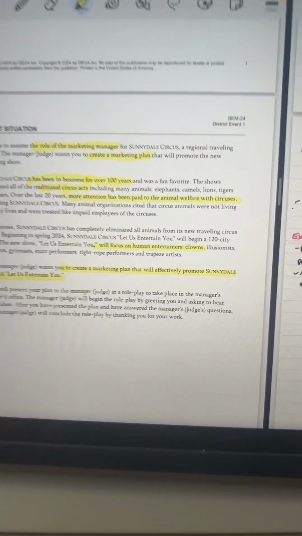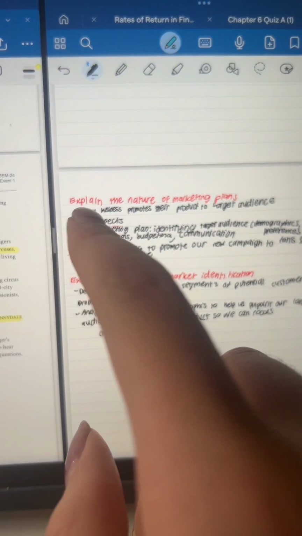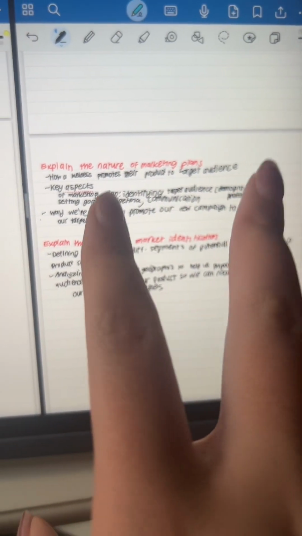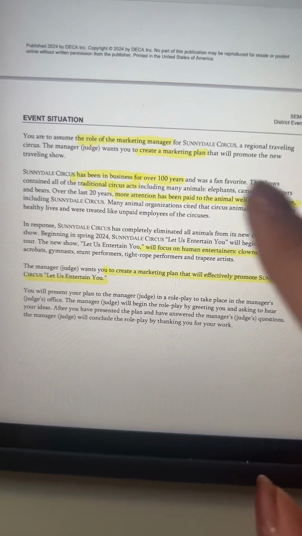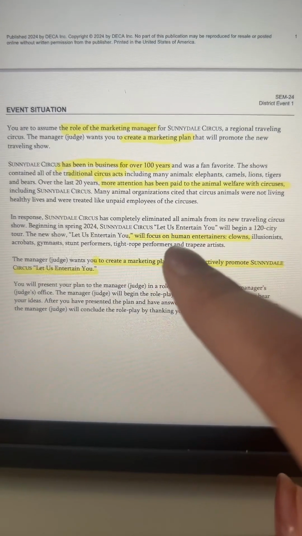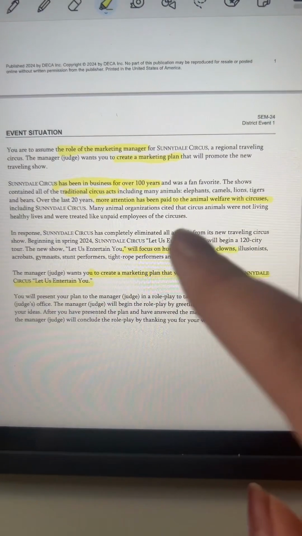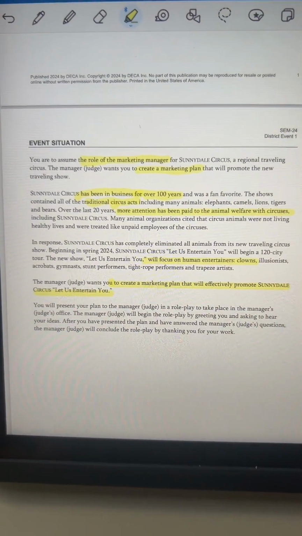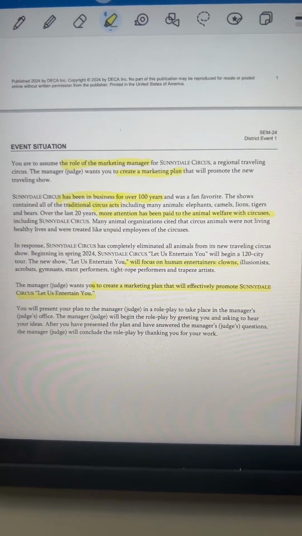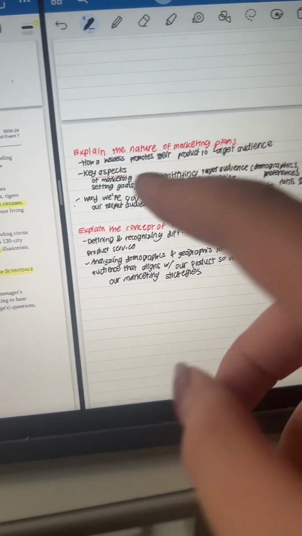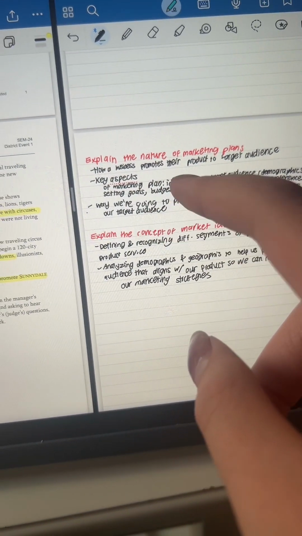So I'm just going to give you one example. For this one, I have explained the nature of marketing plans. So I wrote down very briefly how a business promotes their product to a target audience, and then I thought about how this connects to the event situation. I was reading this, and it was talking about how they want to focus on human entertainers instead of the traditional animal acts that they've had. So really we're going to need to develop and promote a campaign that focuses on these more human performers to our target audience. So that's how it relates in this situation.